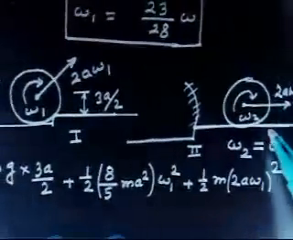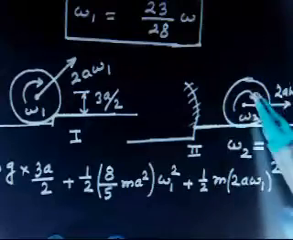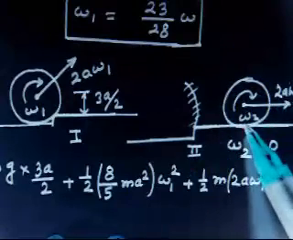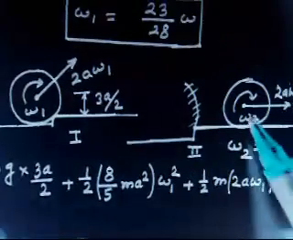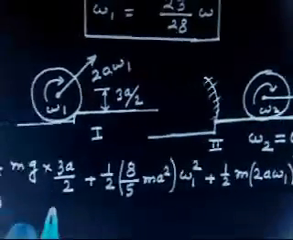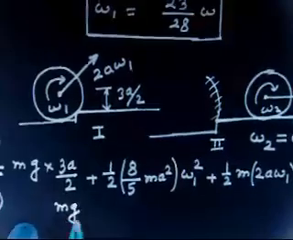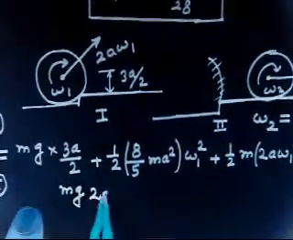So omega 2 is 0, v2 is 0. It has only potential energy. From this line now the height is mgh, that is h is 2a. So this radius is 2a. So now we will have total energy simply as potential energy mgh, h is 2a.